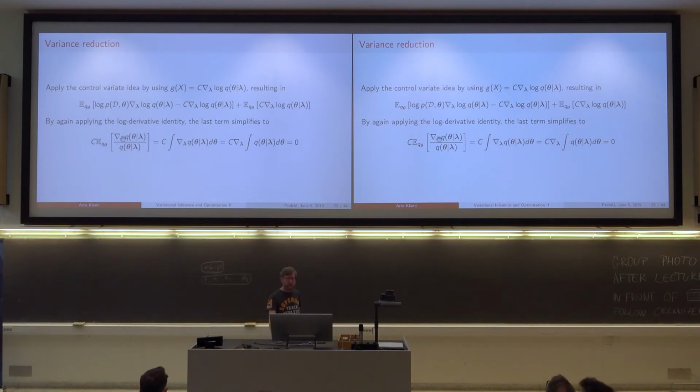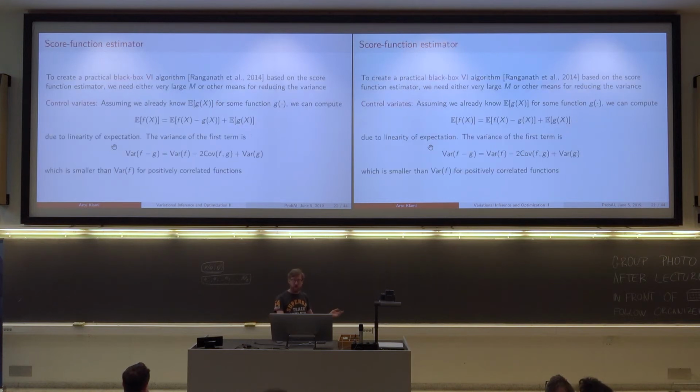It can be seen by, again, using the same log derivative identity we used for deriving the gradients. That's not actually very interesting. What matters is that because we know that this is 0, the only thing that remains is this.